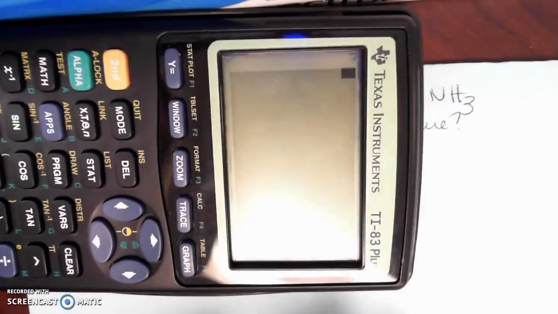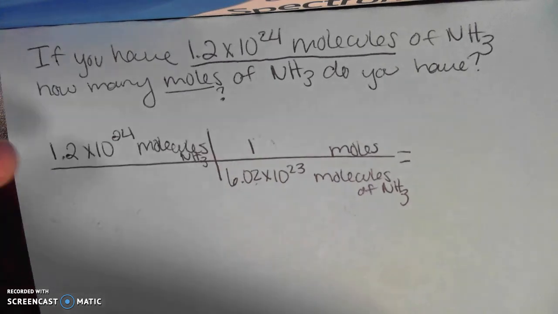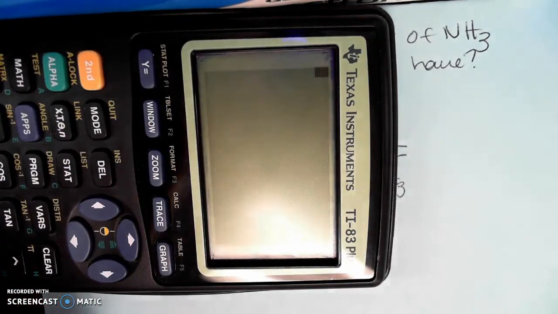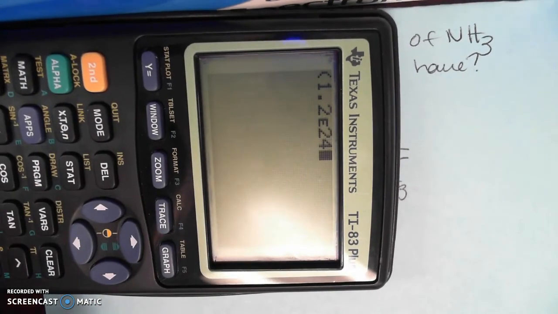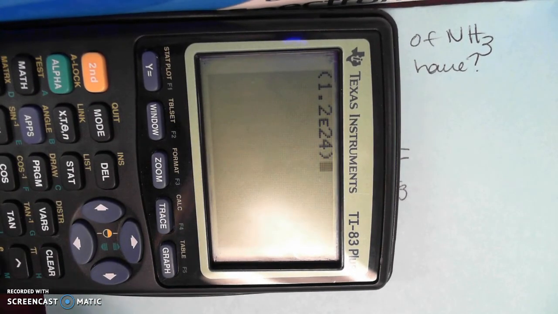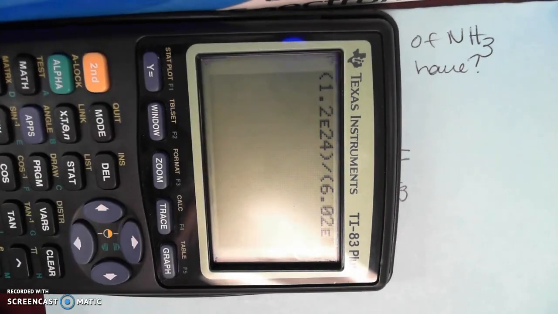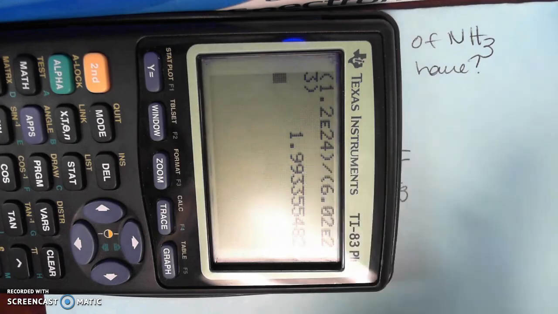I'm going to show you guys how to do this. Okay, so for example, because we're starting with 1.2 times 10 to the 24th, that's going to be the first number we put in. Okay, it'll be on top of our equation just like it is here, this divided by this. Okay, so we'll do parentheses 1.2, second e, 24, because it was times 10 to the 24th. Close the parentheses, then hit divide. Open another set of parentheses and do 6.02, second e, and then 23. 6.02 times 10 to the 23rd. Close your parentheses and hit enter. Okay, so that's going to be 1.99.